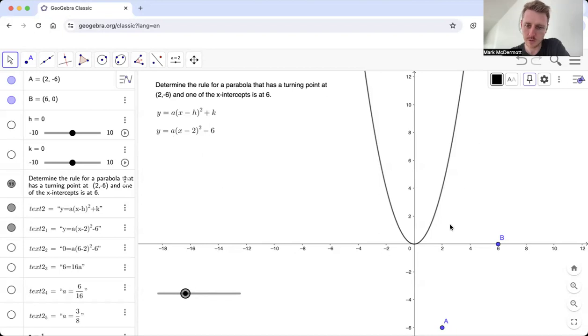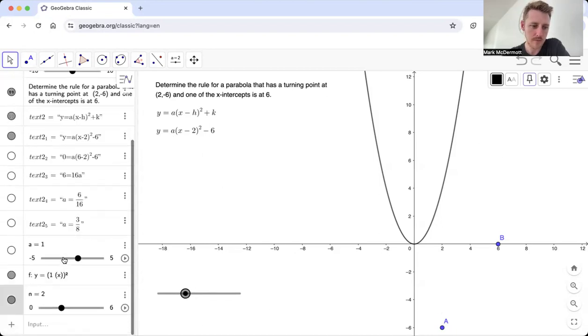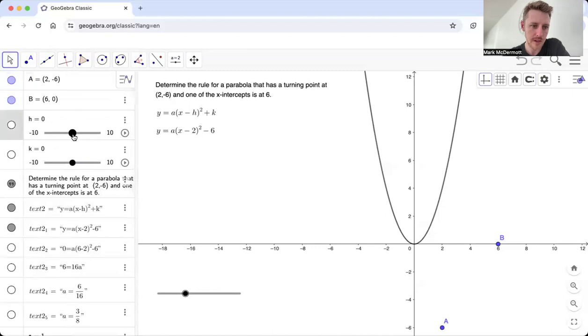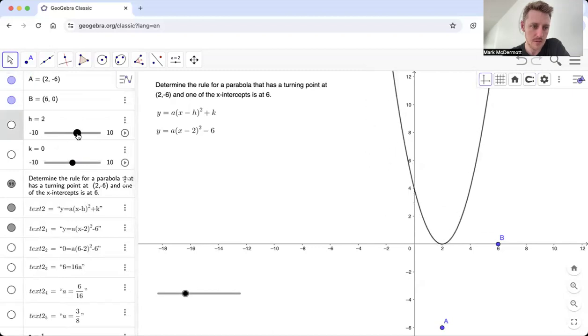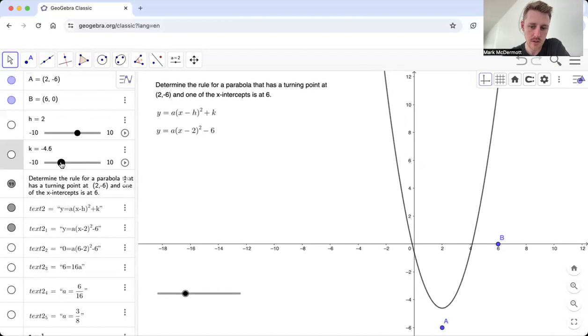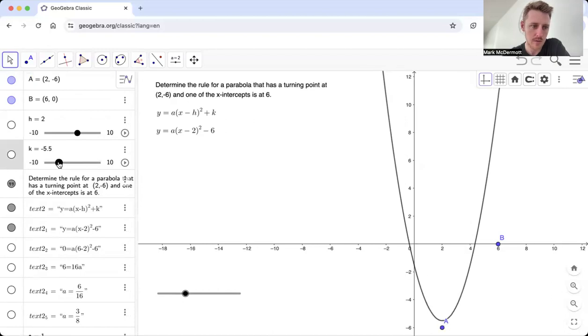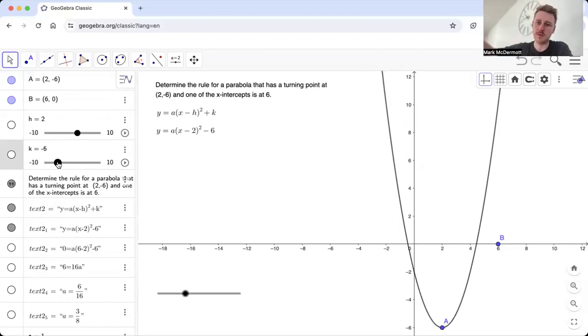But what we can do with the parabola at the moment is move the turning point to make h 2, and then we'll make k -6. So that moves it to the turning point where we want it. That's a translation of 2 units in the positive direction of the x-axis, and a translation of 6 units in the negative direction of the y-axis. Obviously we can't change the turning point anymore, we can only change the dilation factor. So you can see that if we make this a bit wider, it'll actually go through this point (6, 0).